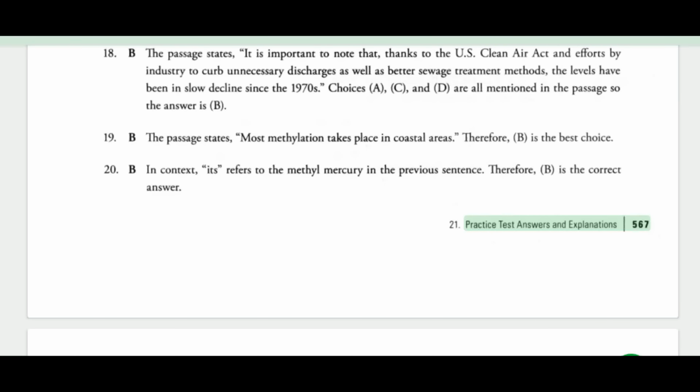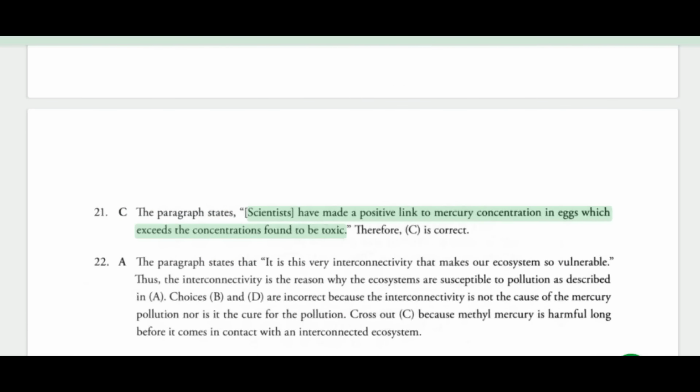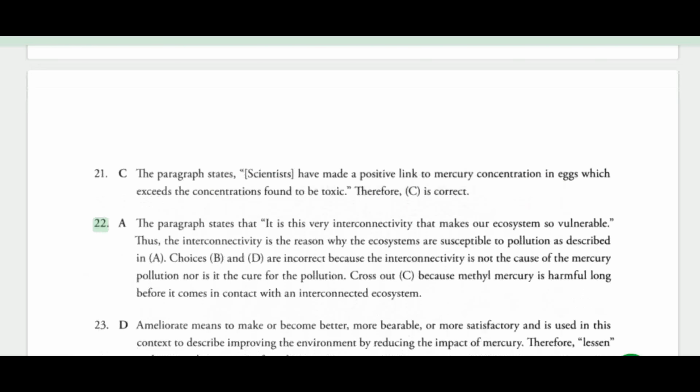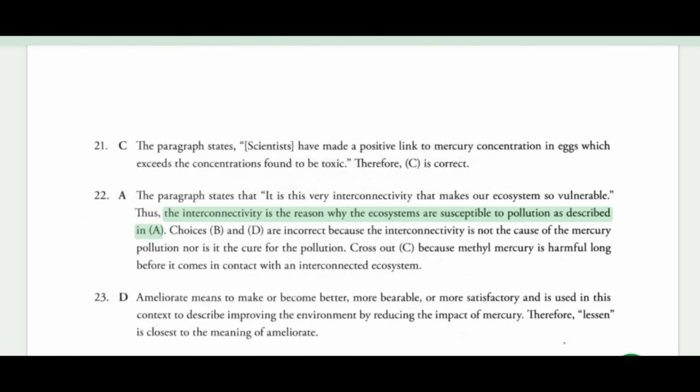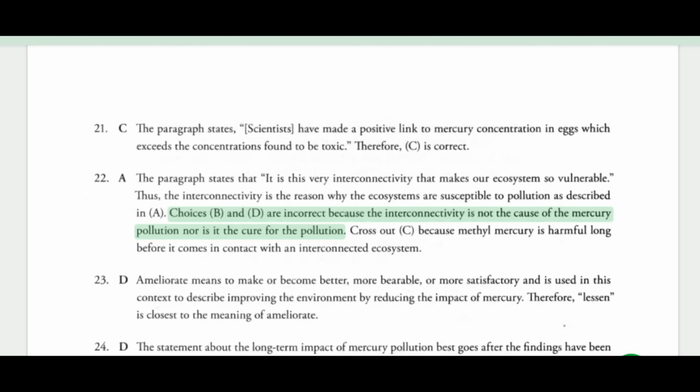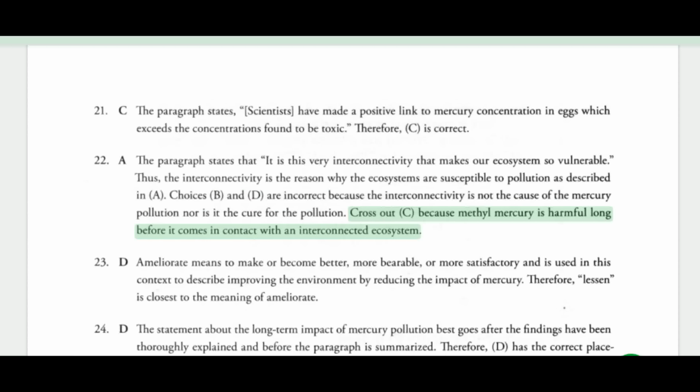21. C. See, the paragraph states, "Scientists have made a positive link to mercury concentration in eggs which exceeds the concentrations found to be toxic." Therefore, C is correct. 22. The paragraph states that, "It is this very interconnectivity that makes our ecosystem so vulnerable." Thus, the interconnectivity is the reason why the ecosystems are susceptible to pollution as described in A. Choices B and D are incorrect because the interconnectivity is not the cause of the mercury pollution nor is it the cure for the pollution. Cross out C because methyl mercury is harmful long before it comes in contact with an interconnected ecosystem.